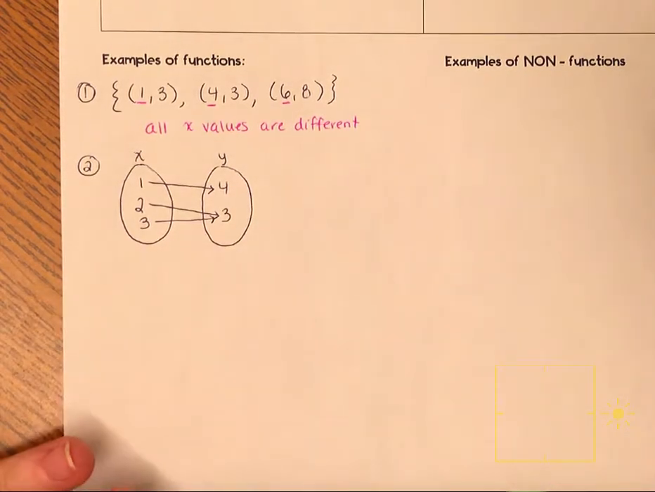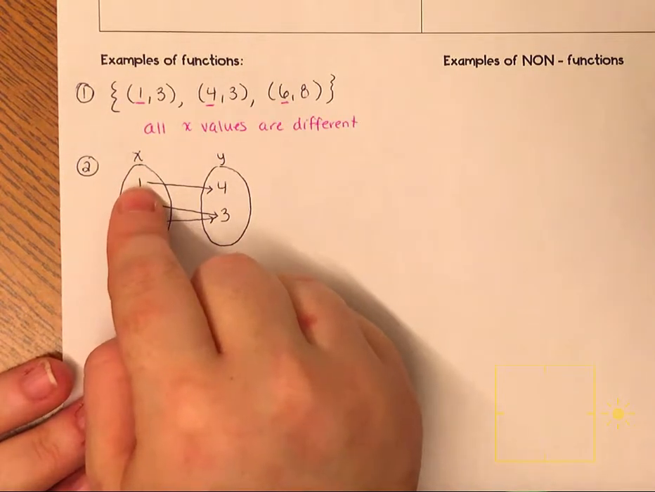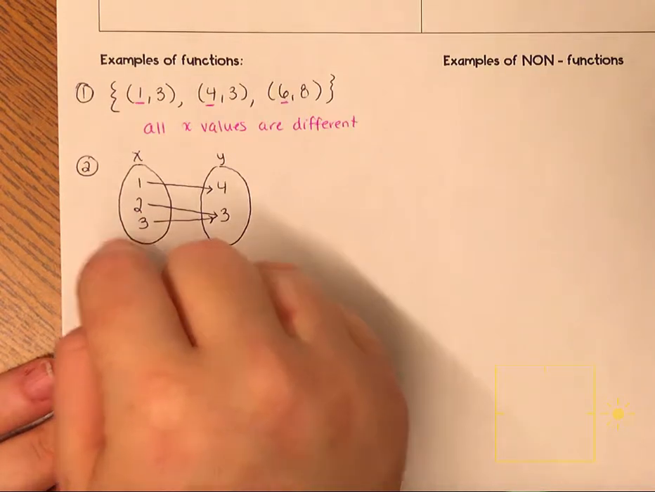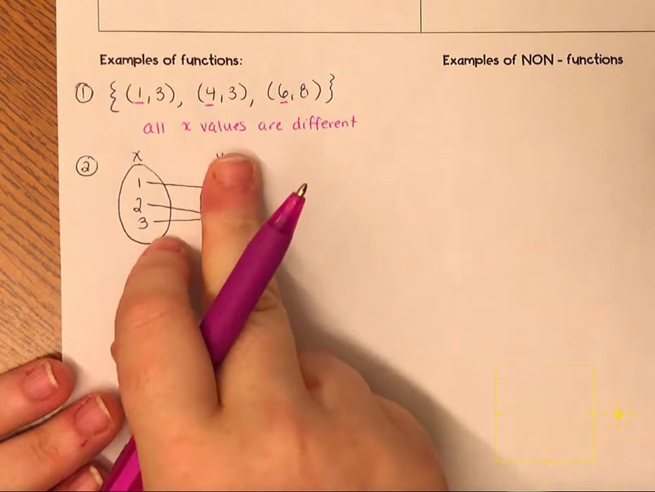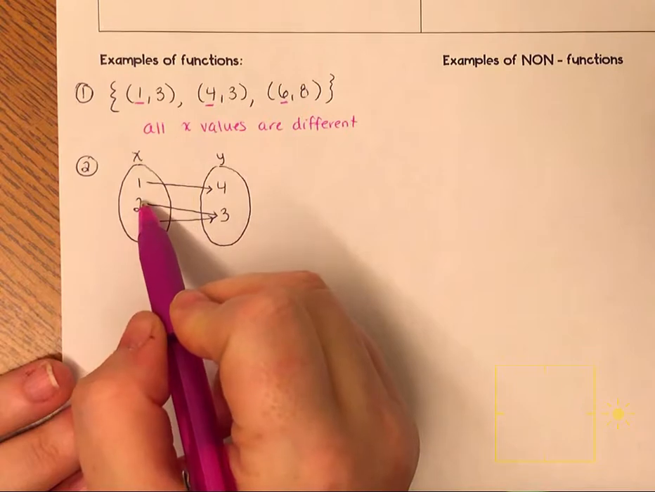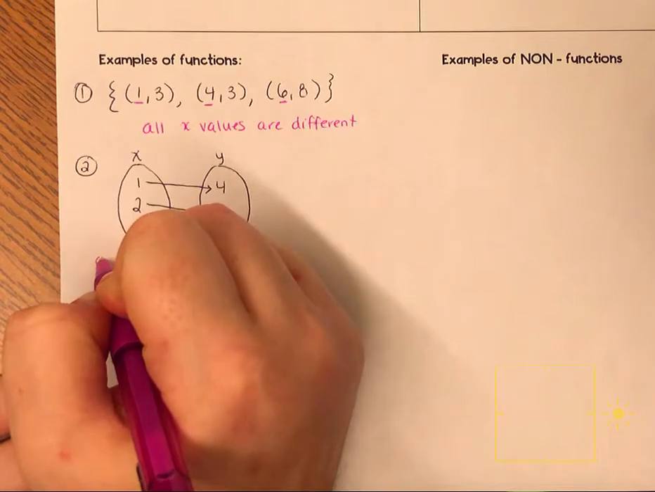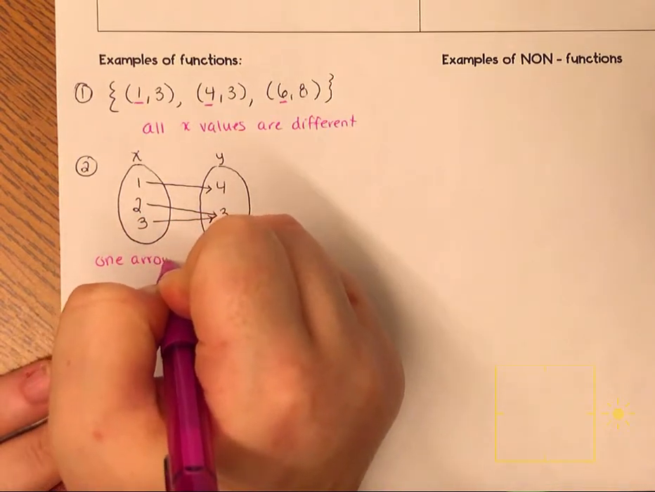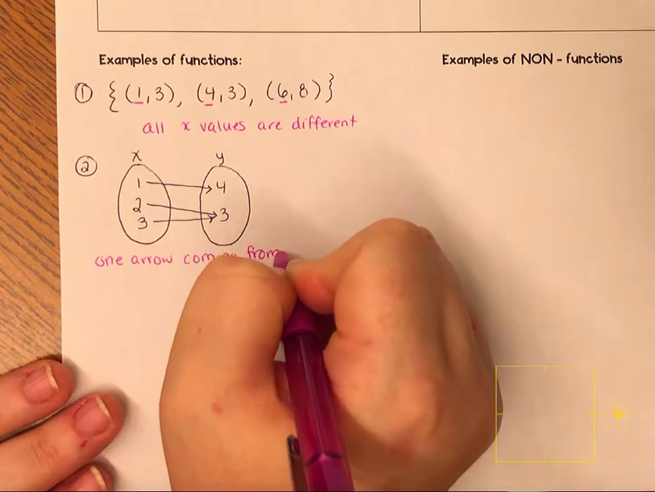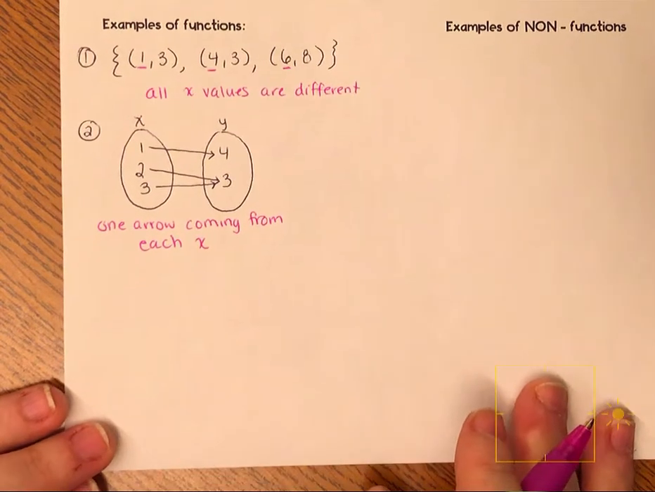Now, this is still a function because if I look at my arrows on my x's, only on my x's, I have 1 arrow coming from 1, 1 arrow coming from 2, and 1 arrow coming from 3. This is why it's a function. I do not have to see what it goes to on the y's. I'm looking at how many are on my x's. So 1 on each x. So we can say 1 arrow coming from each x. That's why it is a function.